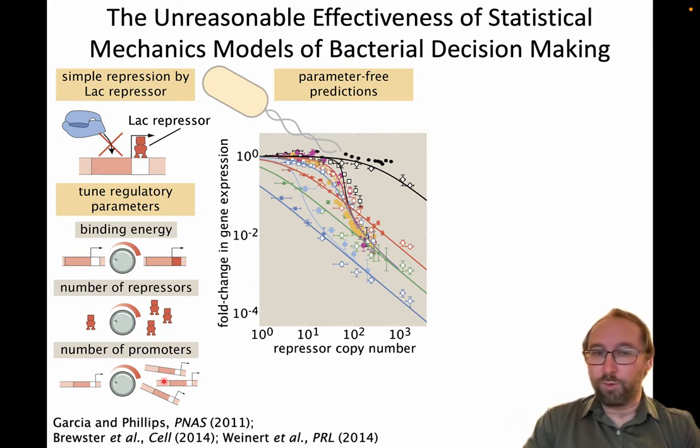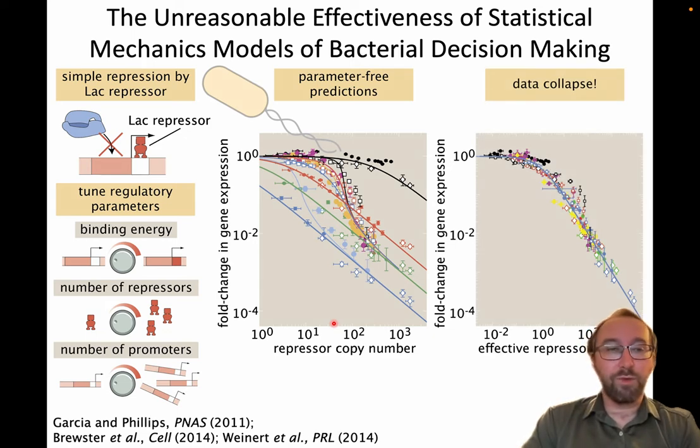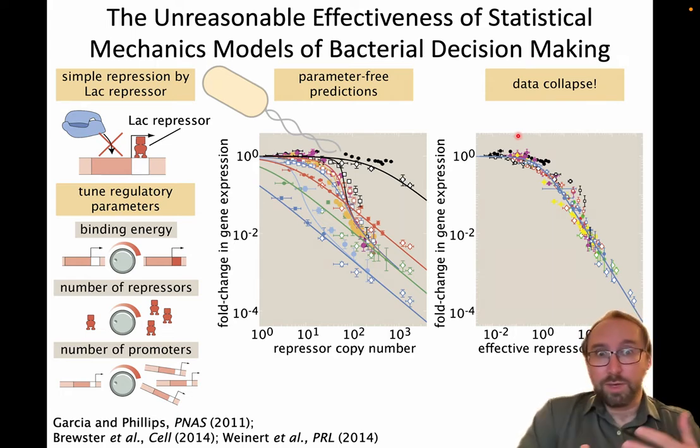Then we went and took the data, and what we showed is that to a large extent, we could predict the input-output functions from just knowledge of the DNA sequence. Not only that, these curves look very different, but the reason they look different is because we're not plotting the right x-axis. If you plot instead an effective repressor number, what you show is that all the data for the fold change in gene expression collapses onto the same master curve, which tells you that we have identified the natural variable of the system. In some sense, if we are anthropomorphizing, we have identified the variable that the cell cares about.